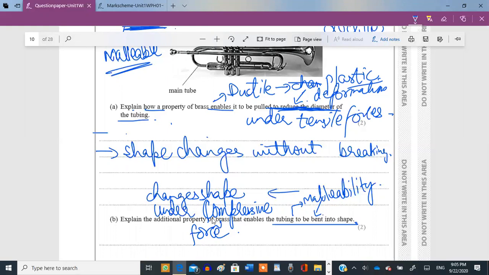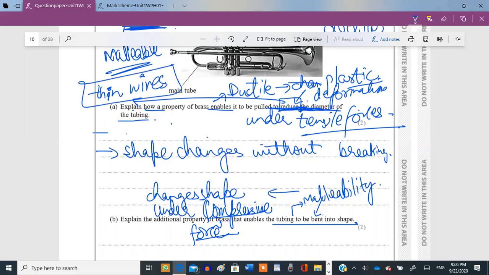And over here it's compressive forces. That's the key difference between them. Whenever the diameter is being reduced, that means you're drawing it into a thinner form of that object. This is usually used for thinner wires, but you can draw it into thinner pipes, thinner tubes, whatever you want.